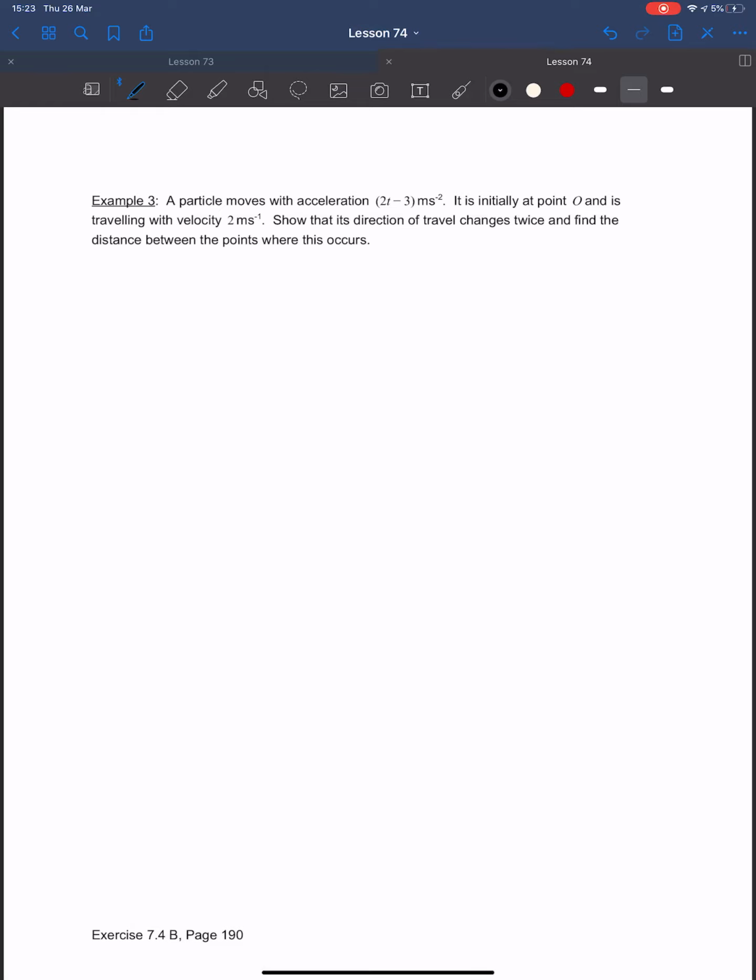Particle moves with acceleration a, 2t minus 3 meters per second squared. It's initially at point 0 with velocity 2. So t equals 0, s is equal to 0, v is equal to 2. Show that its direction of travel changes twice and find the distance between the points where this occurs.